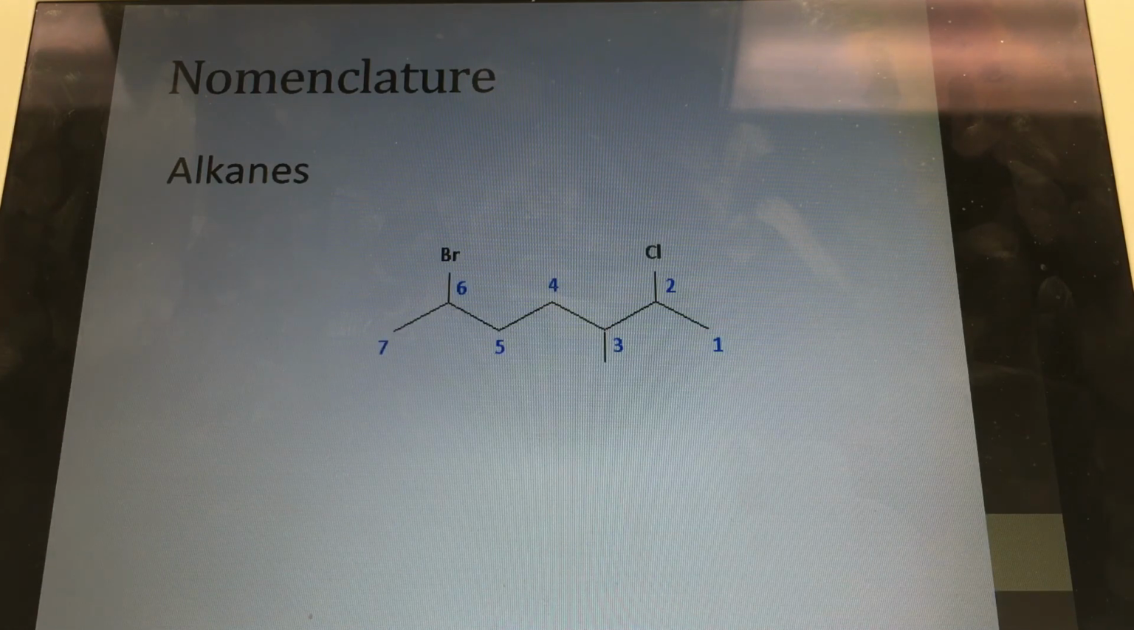Here we have a 7-carbon chain molecule. We have a chlorine in the 2 position, a methyl group on the 3rd carbon, and a bromine on this next carbon. So therefore, the name of this molecule would be 6-bromo-2-chloro-3-methylheptane, heptane being the number of carbons in the chain.